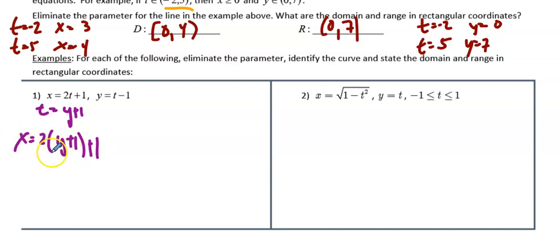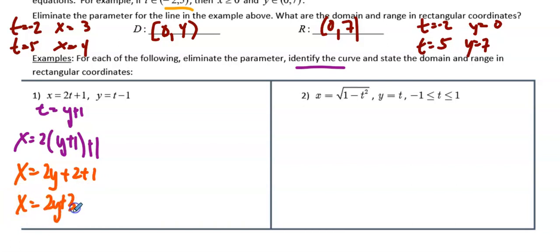And so I technically could simplify here. I mean, I could typically be done with it. This is eliminating the parameter. I'm good. But the question is I want to know what the curve is. I want to be able to identify this curve. And so let's go ahead and simplify it a little bit more to make this better for ourselves. So we're going to get 2y plus 2 plus 1, and I'm going to get x is equal to 2y plus 3.